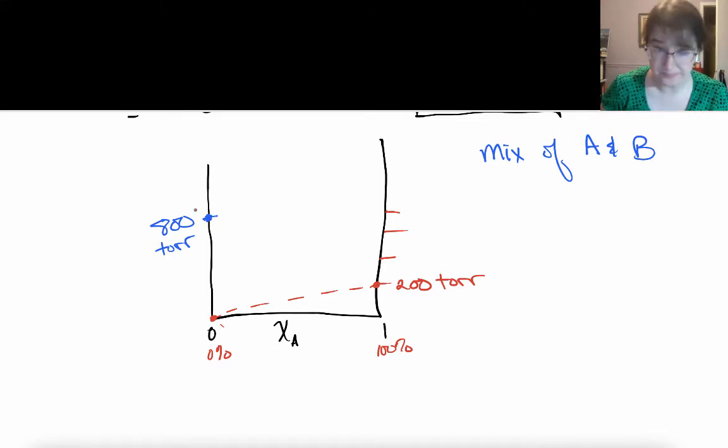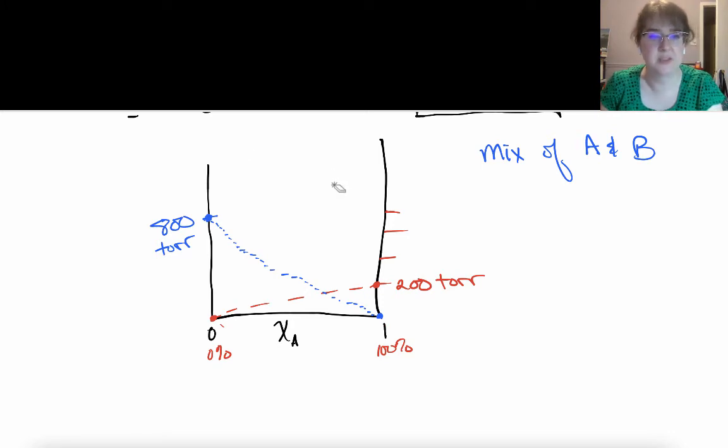So same idea. If I have all B, B's contribution is going to be 800 torr. If I have all A, I should have nothing contributing from B. So I can then also draw a line. Yes, I'm trying to draw a dotted line. It's not going very well. There we go. That's terrible.